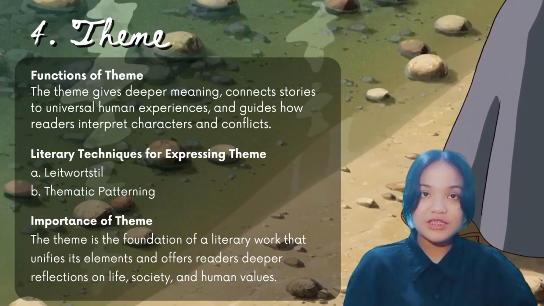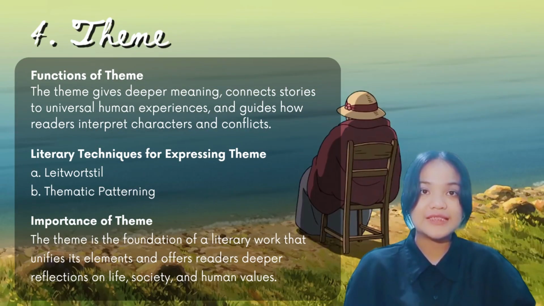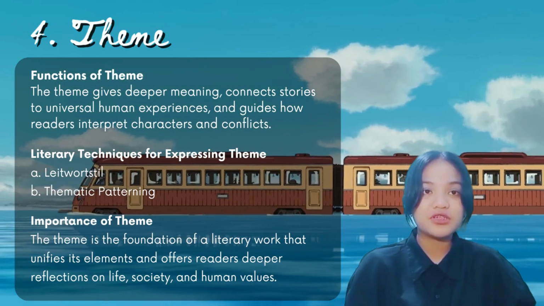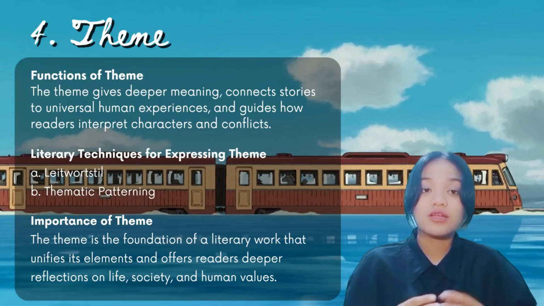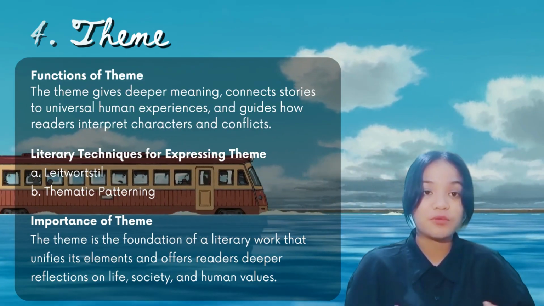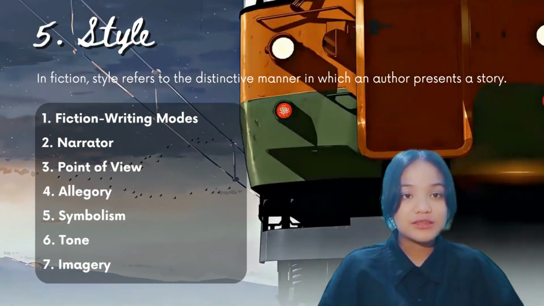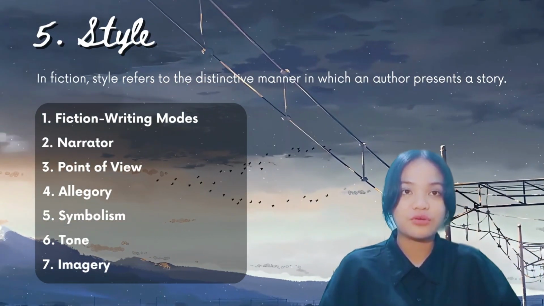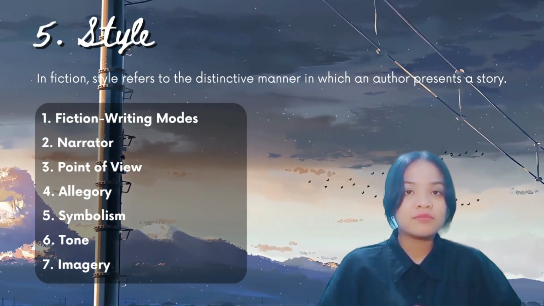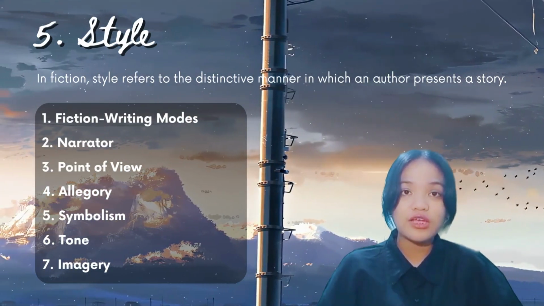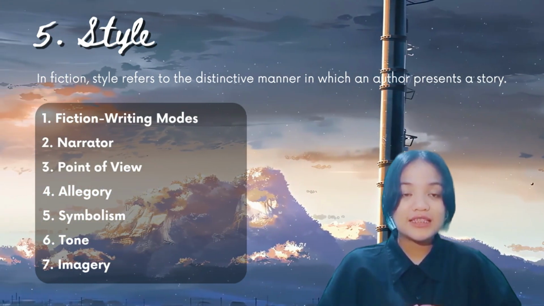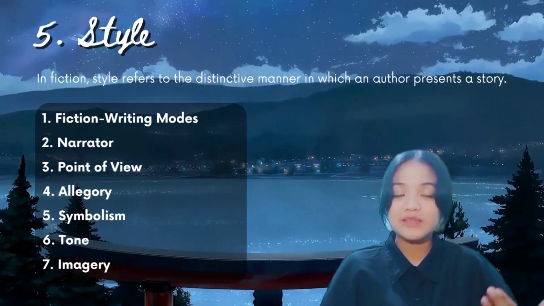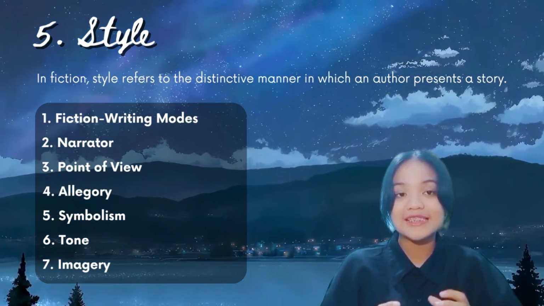The importance of theme is that it unifies all elements of the story and encourages readers to reflect on life, society, and human values. In fiction, style refers to a distinctive way an author presents a story. Next, the narrator is the voice telling the story. Next is point of view, the perspective from which the story is told.